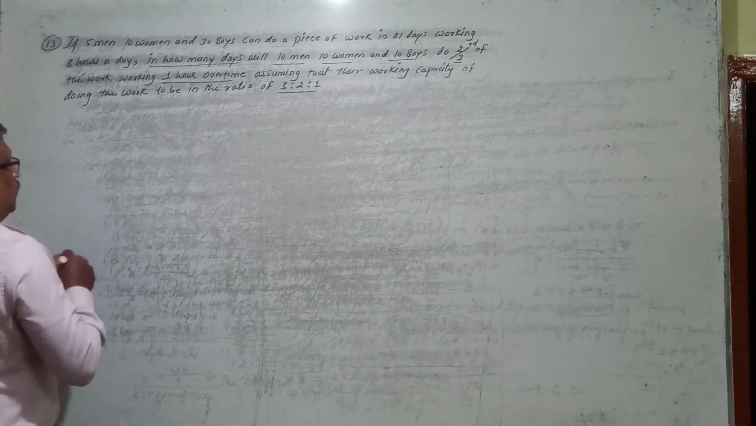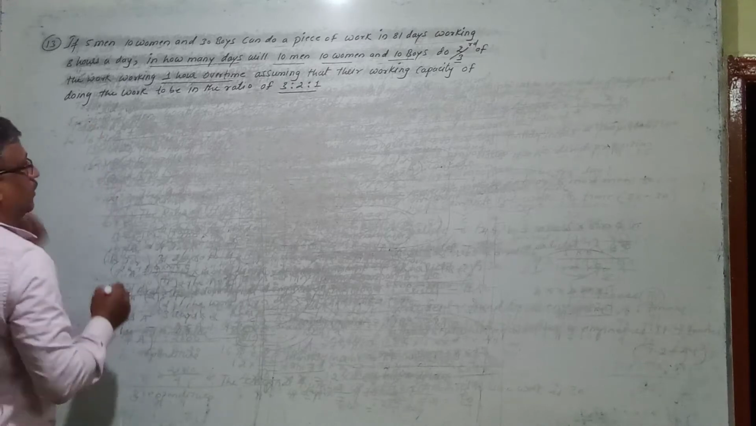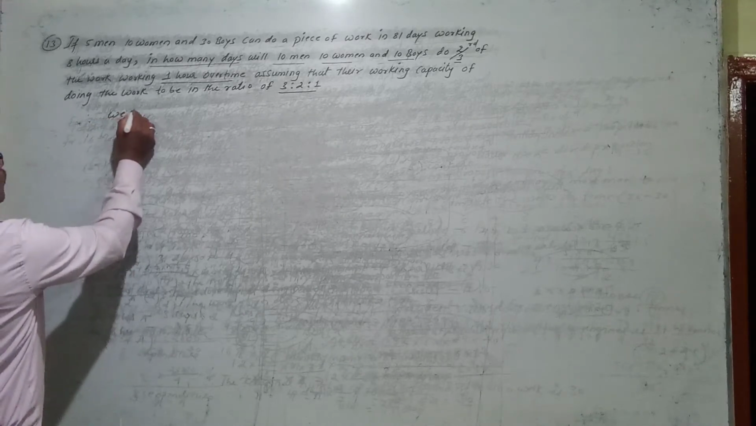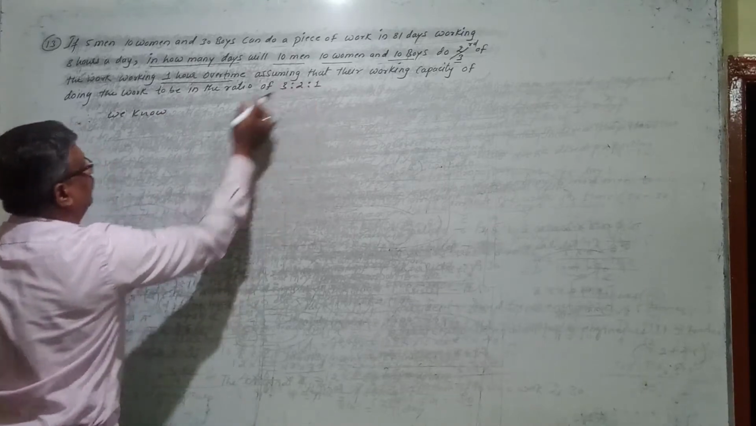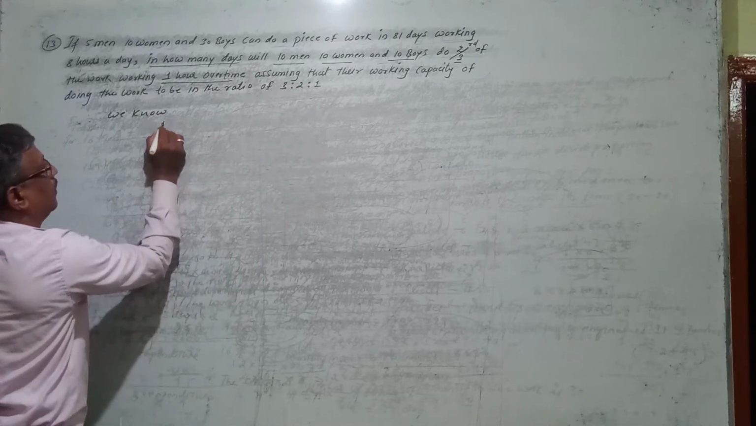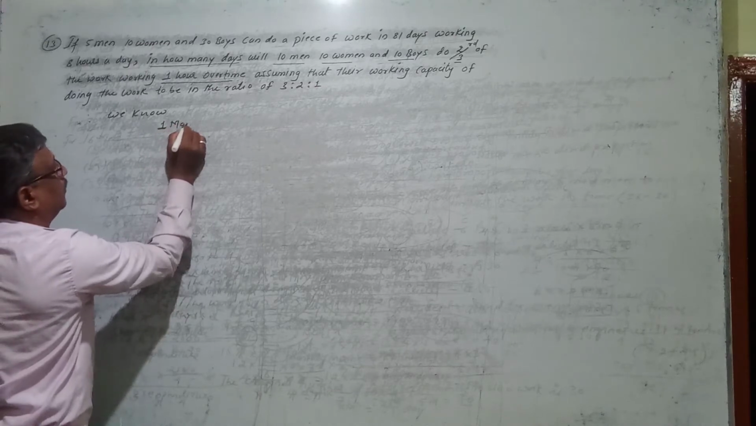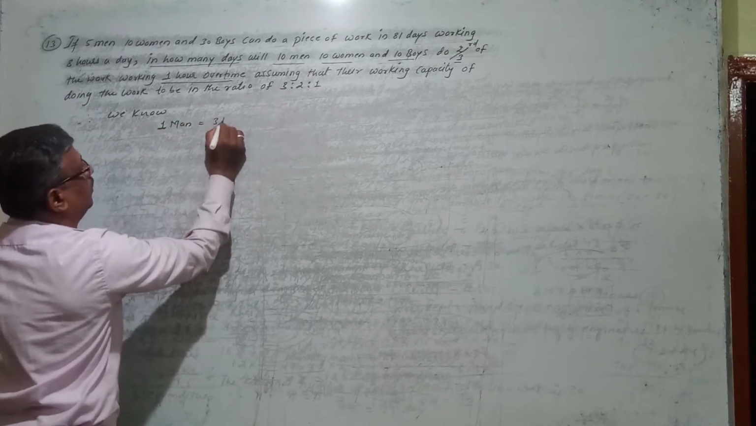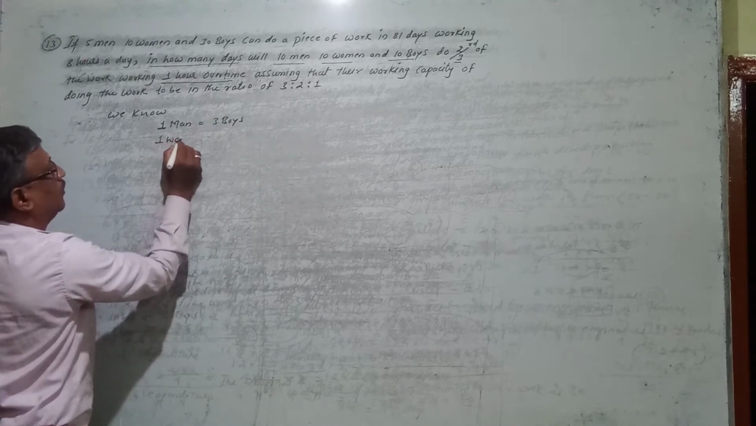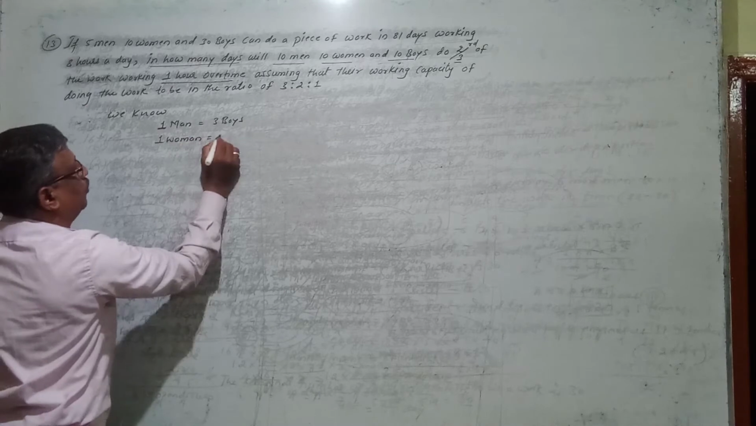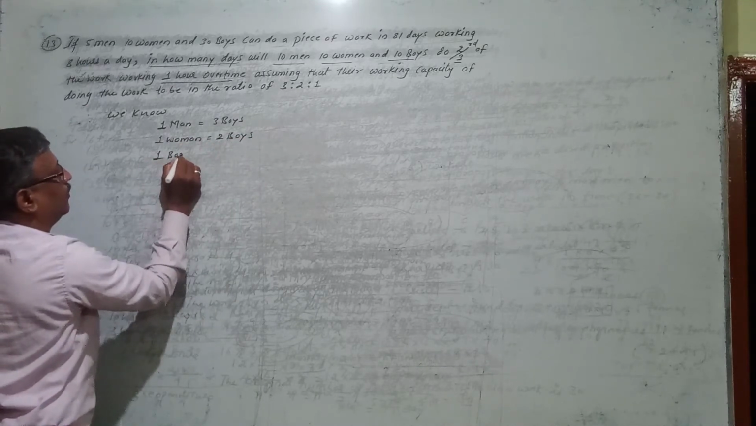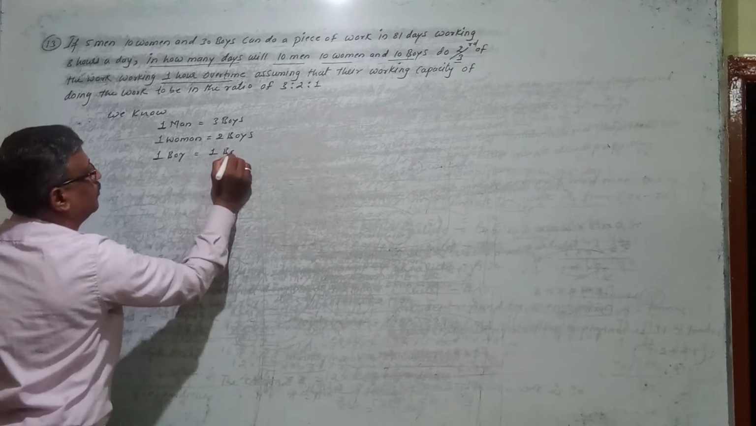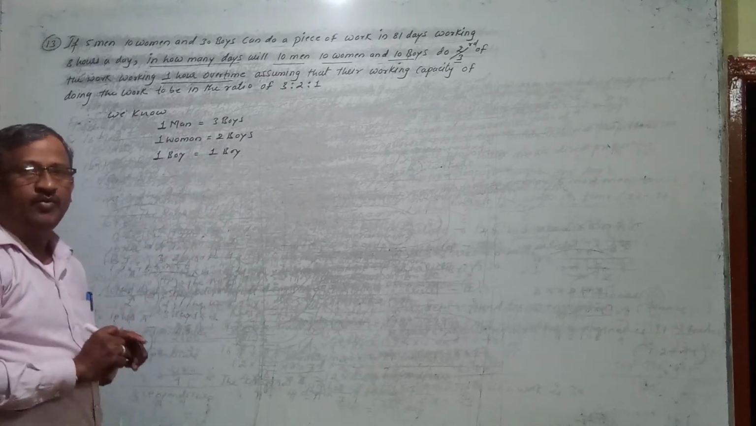So here we write, first you write this ratio. One man equals 3 boys. Then one woman equals 2 boys, and one boy equals one boy. So I have written the capacity of doing the work.